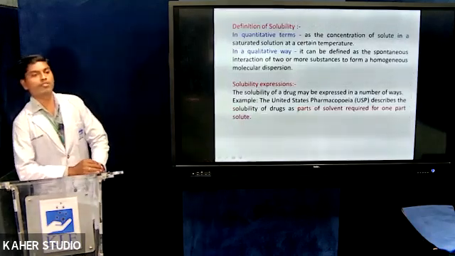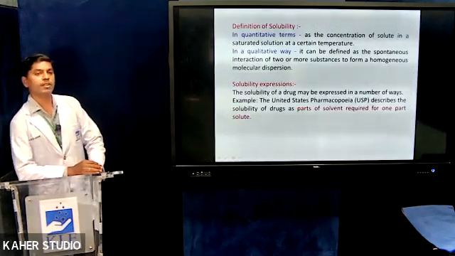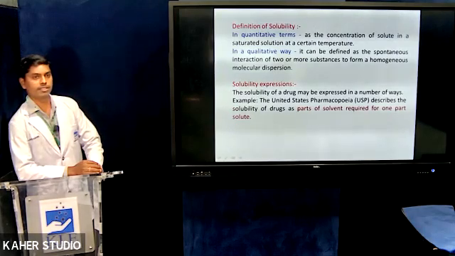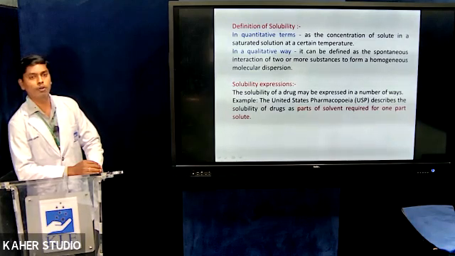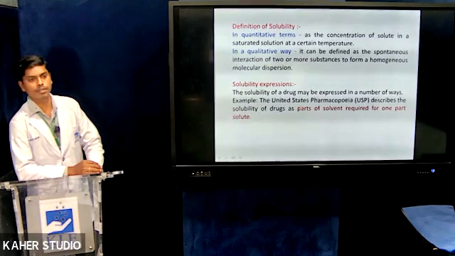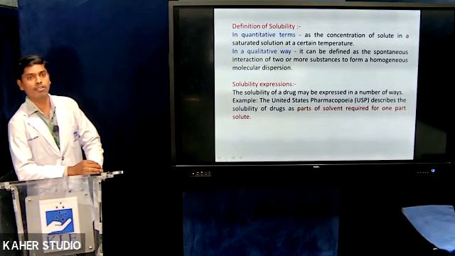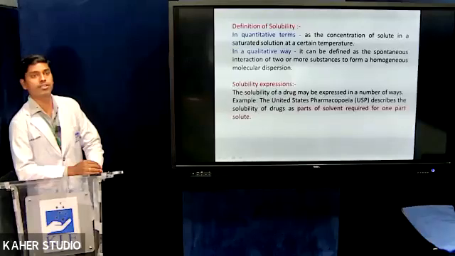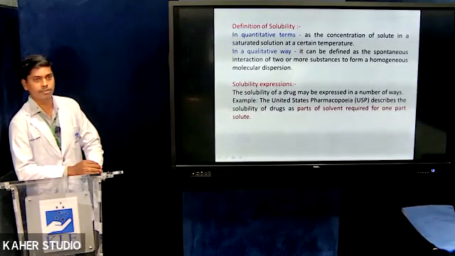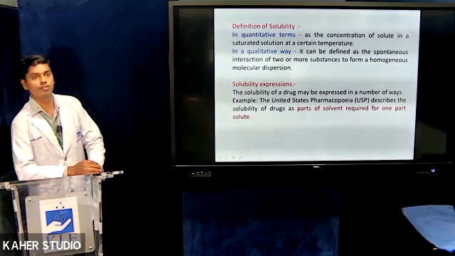While defining solubility, we define the term in two ways. First, in the quantitative way: the maximum amount of solids which can be dissolved in the given solvent to form a solution, in terms of the concentration of the solids in a saturated solution at a specified temperature. That is known as the solubility.